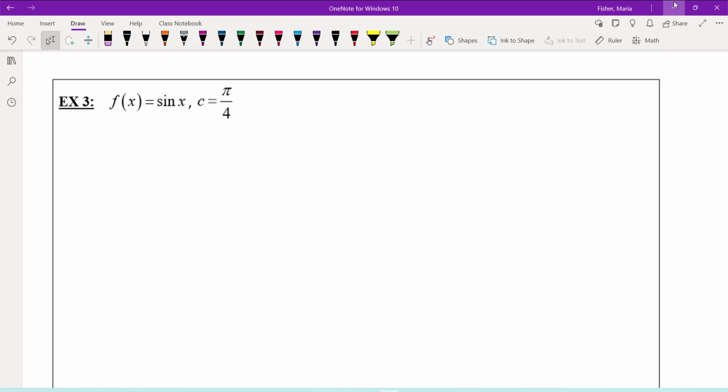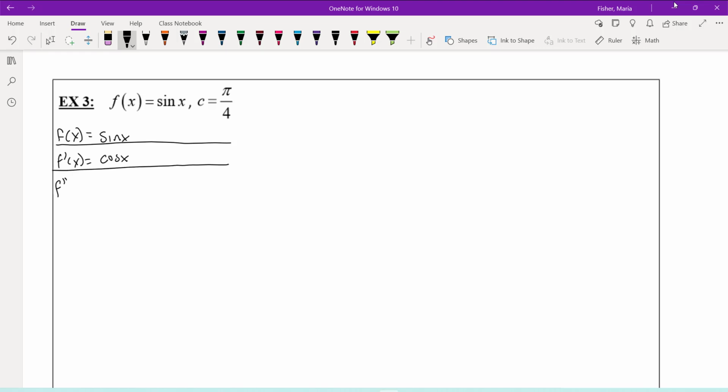Example 3, f of x equals the sine of x, and I'm centered at pi over 4. Let's begin all the way down to the fourth derivative. So the function is the sine of x. The derivative of the sine of x is the cosine of x.